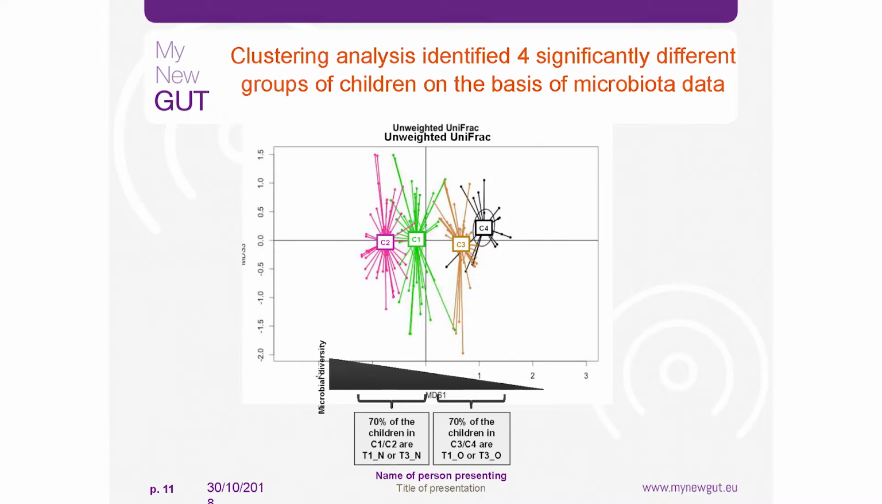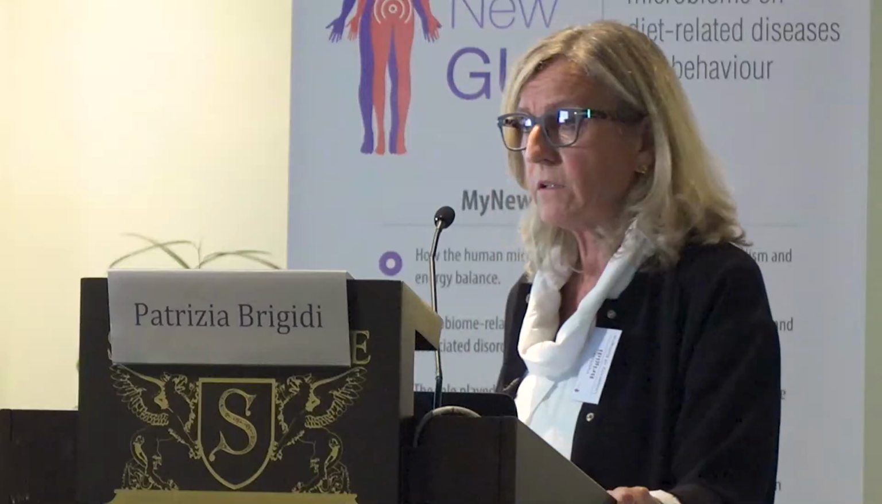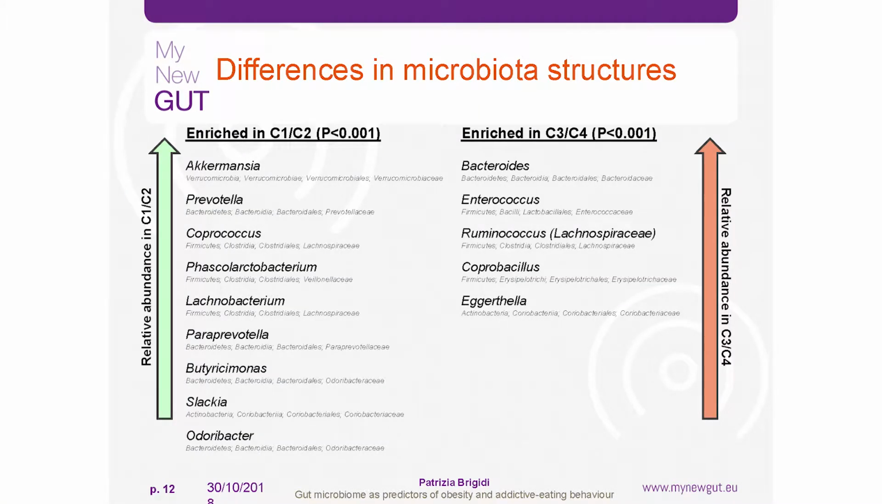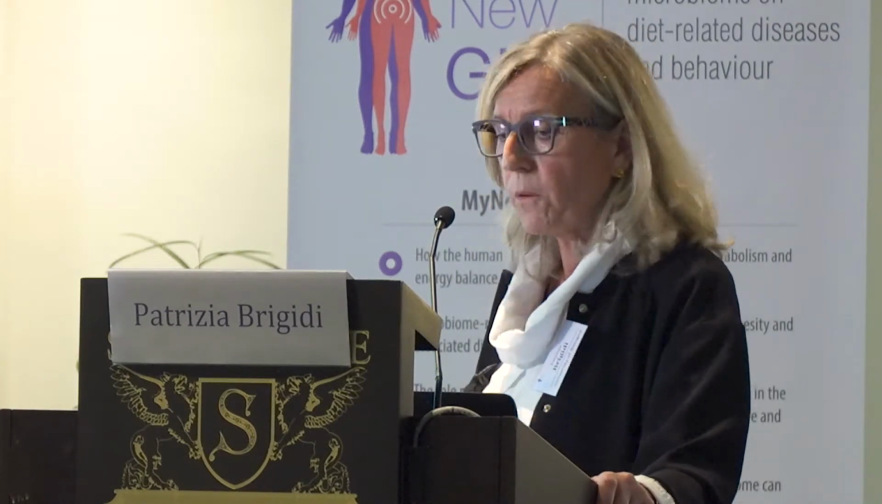Then we analyzed all the sequencing by a clustering approach, and we were able to identify 4 major signatures of the gut microbiota profile. In particular, C1 and C2 were characterized by a very high biodiversity, and 70% of the normal weight children showed this type of microbiota. The C3 and C4 signatures were characterized by a very low biodiversity, and 70% of the overweight and obese children showed this peculiar microbiota profile. Of course, we could also analyze which were the most abundant microbial groups present in the normal weight children and in the obese children.